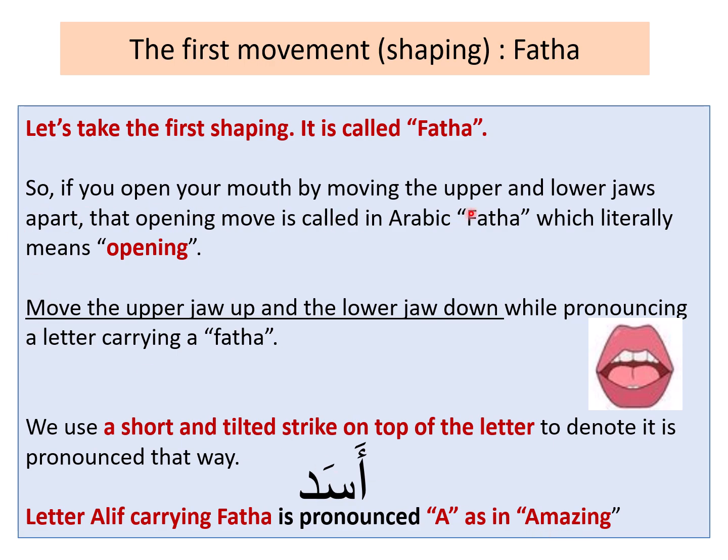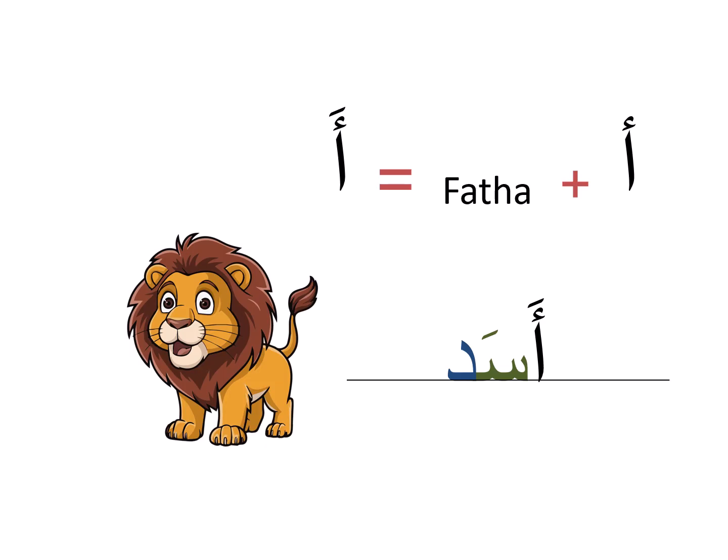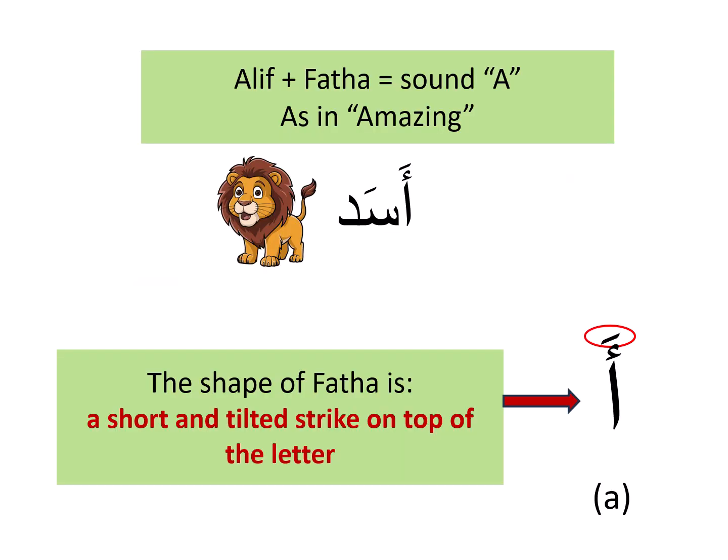So if you open your mouth by moving the upper and lower jaws apart, the opening move is called in Arabic fatha, which literally means opening. Alif plus fatha equals A. Asad, lion. The shape of the fatha is a short and tilted dash or strike above the letter Alif, above the Hamza.